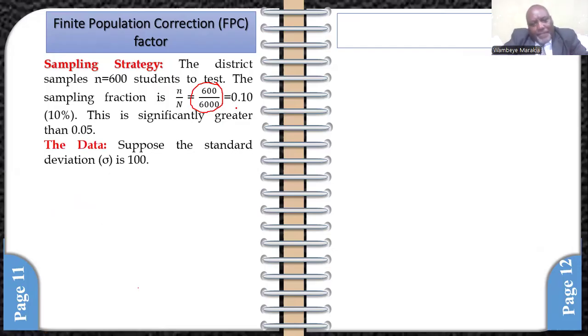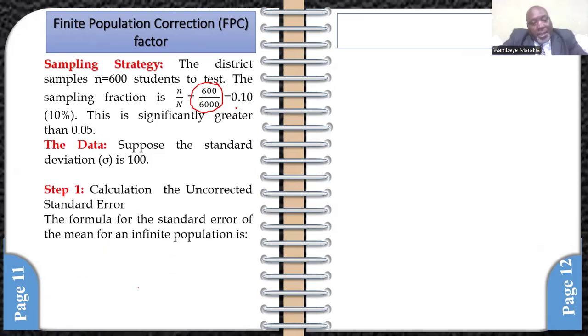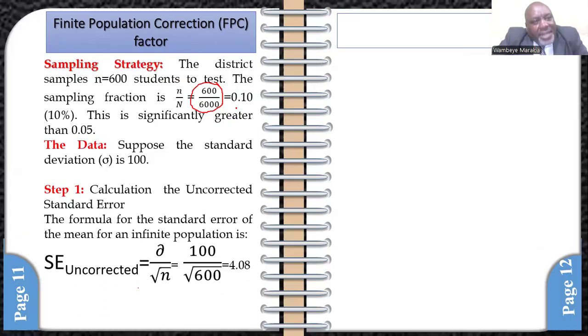Suppose in this data, the research finds that the standard deviation was 100. Then we proceed in step 1 to calculate the uncorrected standard error by applying a formula. Standard error uncorrected equals the standard deviation over the root of the sample size. In this case, 100 is the standard deviation over the root of 600, which is our sample. When you do the calculation, it gives us 4.08.